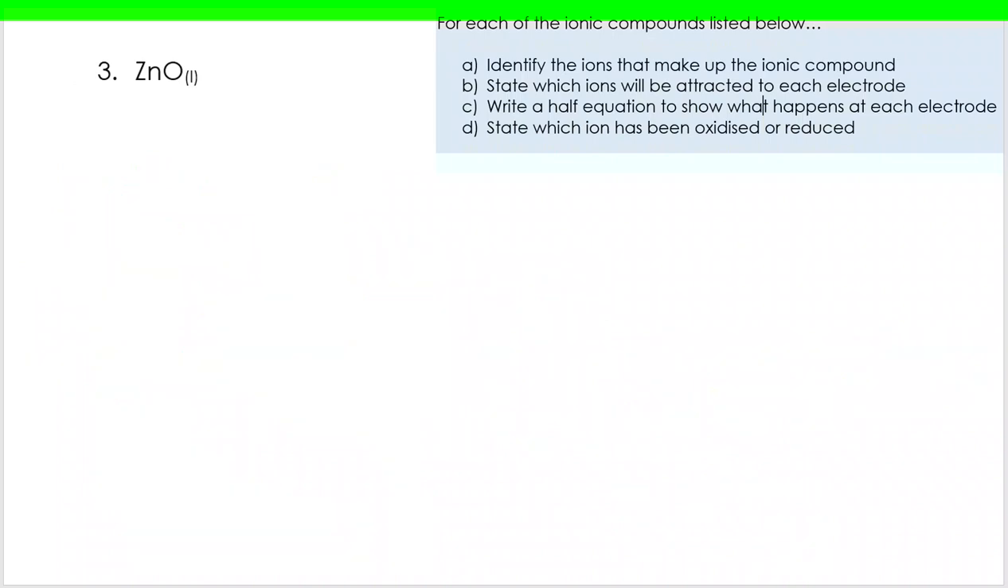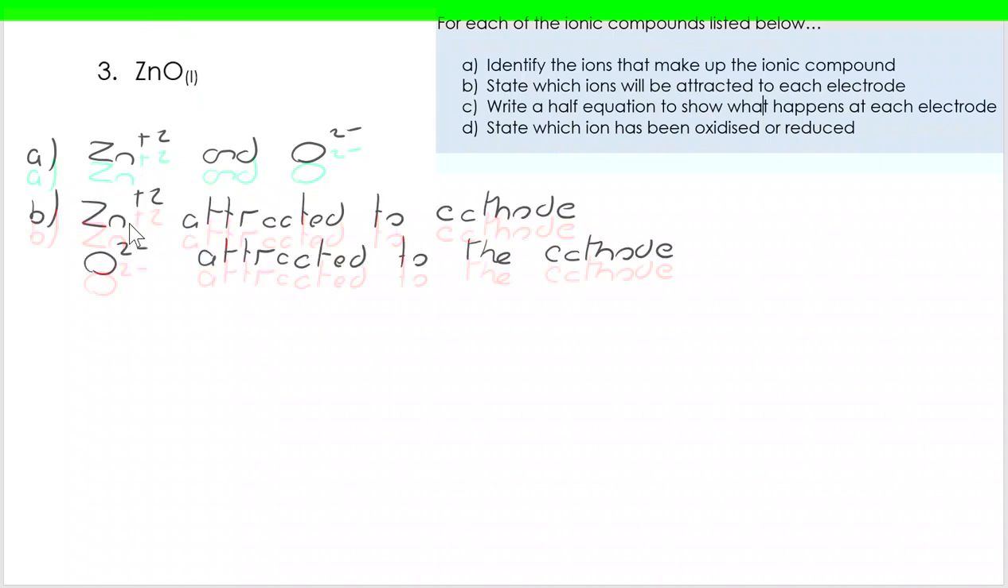So this is made up of Zn2+ and O2-. We know oxygen is a -2 charge because it's in group 6. Zn must be +2 to balance the -2 charge to get to an overall charge of 0. The zinc ions are positive, so they're attracted to the negative cathode. The oxide ions are negative, so they're attracted to the positive anode. And from there we can do the half equations.